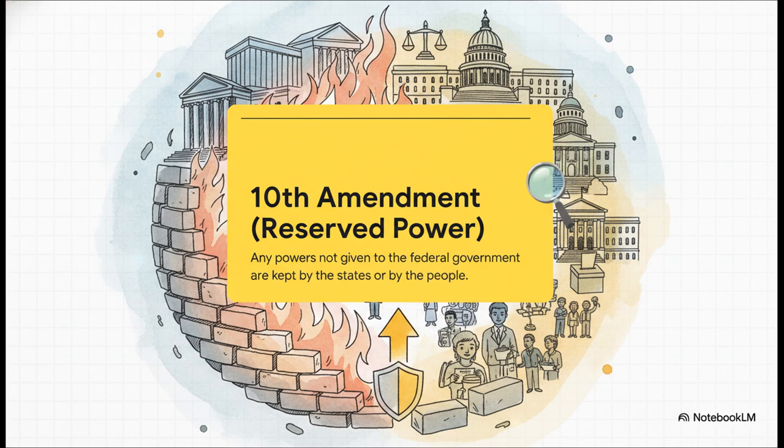But the framers worried, what if the federal government gets too big for its britches? So they built in a powerful counterbalance, the 10th Amendment. This is the Reserved Powers Amendment. It basically says that any power that isn't specifically handed over to the federal government is kept or reserved for the states or for the people. You can think of it like a constitutional firewall, there to protect the state's authority.